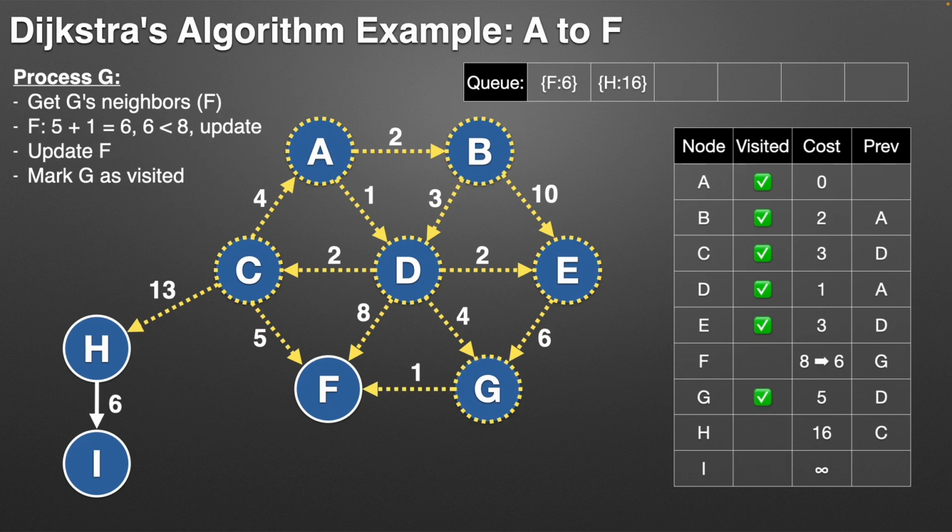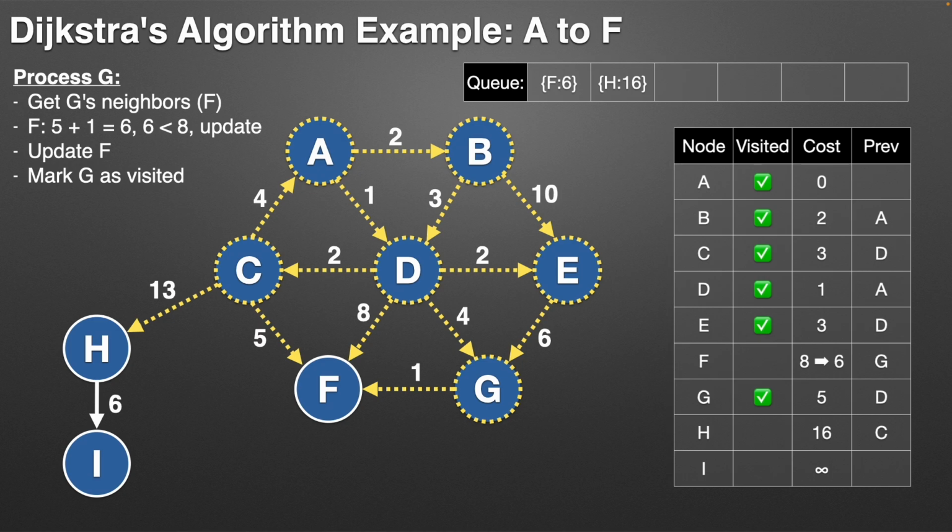We go to G, same thing. G has one neighbor, F. So if we compute, it took us 5 to get to G, and it takes us 1 more to get to F, so that's 6 to get to F. And we can see that F was currently 8. So 6 is better, so we'll change it to 6, and we'll say we're coming from G.